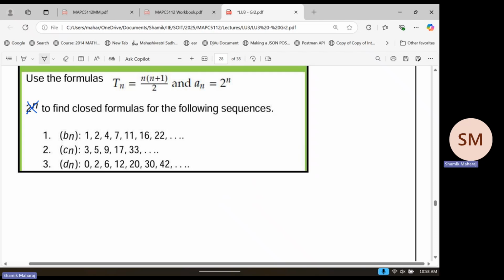In the meantime, I think An was done already. I think that's the first example we did. So that one we can do quickly. Let's just do Tn.